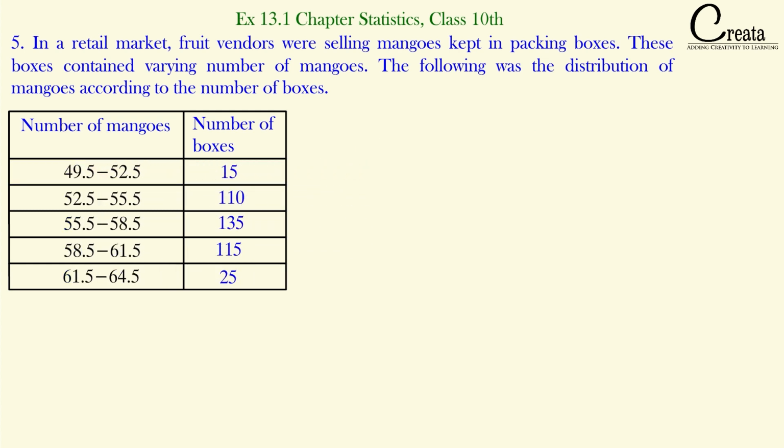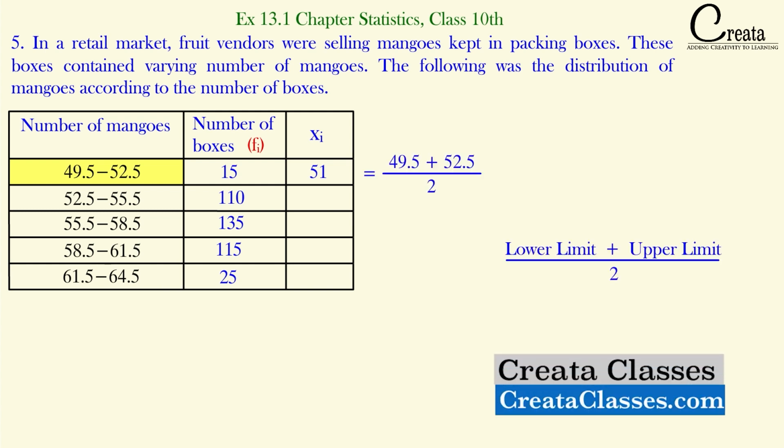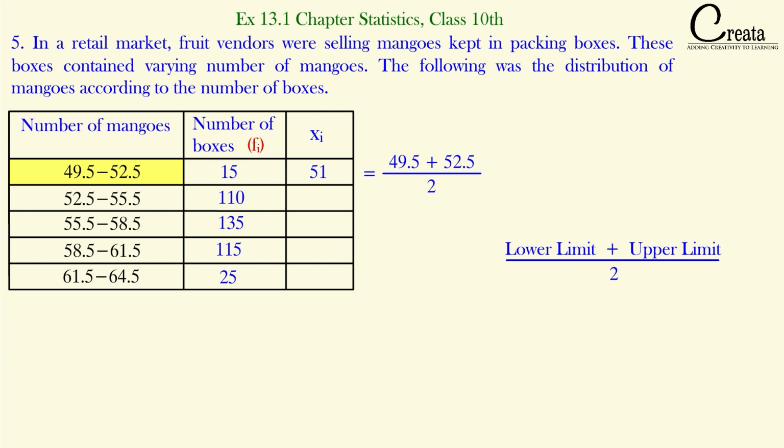Got it? Now we got our normal table with the number of mangoes and the number of boxes. Here the number of boxes is the frequency. That is, how many times our observation is repeating. That is frequency, which is Fi. Let's apply the simple mean method to solve this question. Firstly, let's find xi, which is the midpoint of the observation, which is the range. So what is the midpoint of 49.5 to 52.5? It is 51. As usual, we can also use the formula (lower limit plus upper limit) upon 2, which is (49.5 plus 52.5) upon 2. Our answer is 51, which is the midpoint.